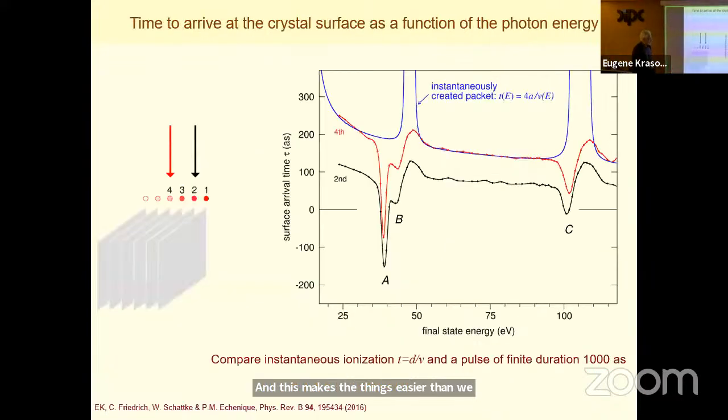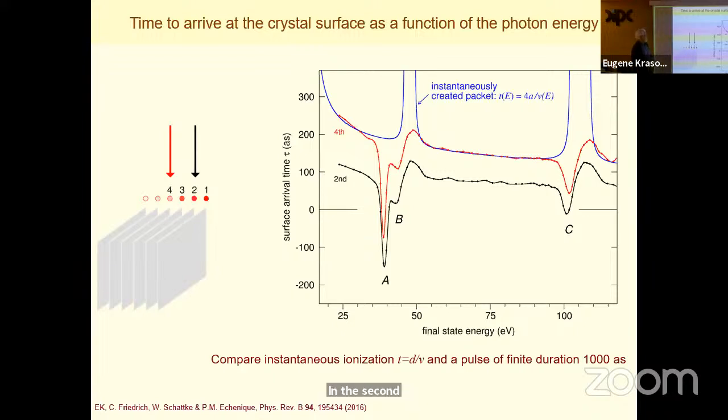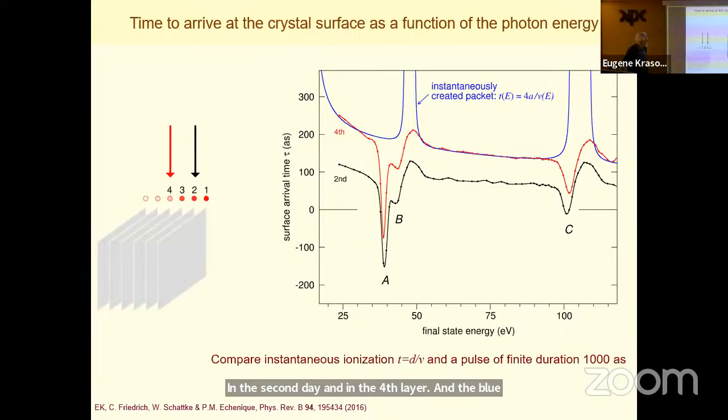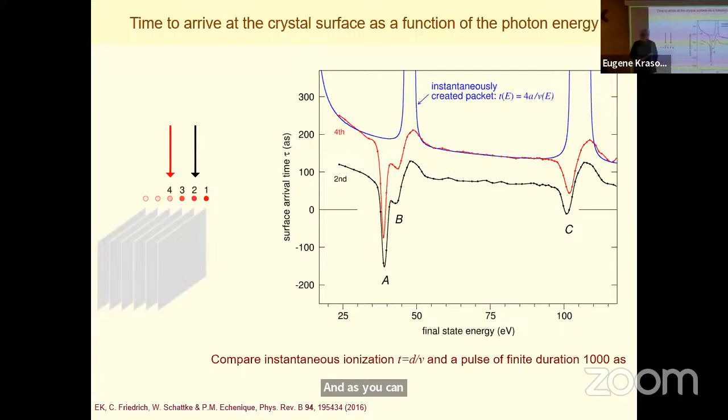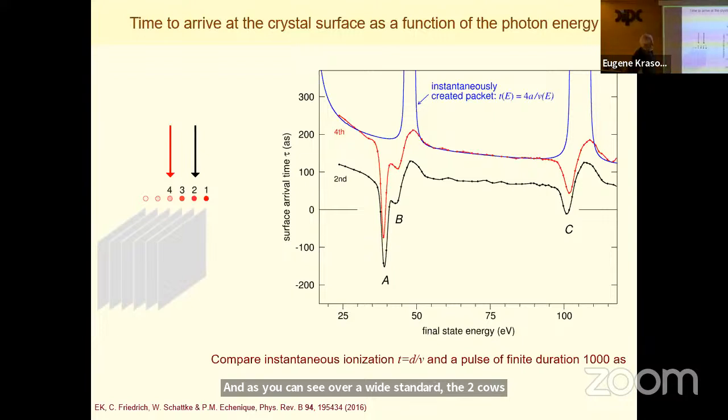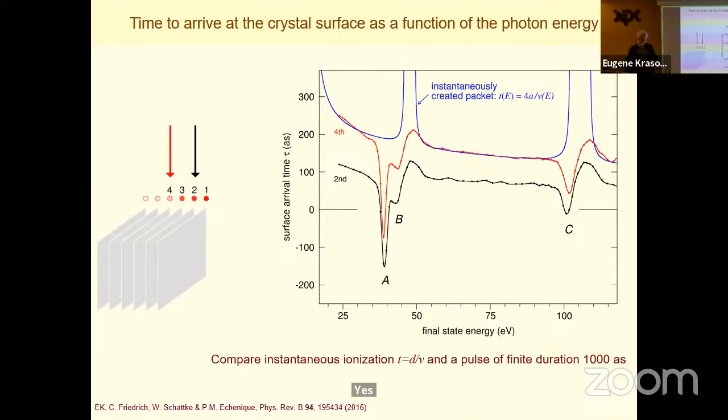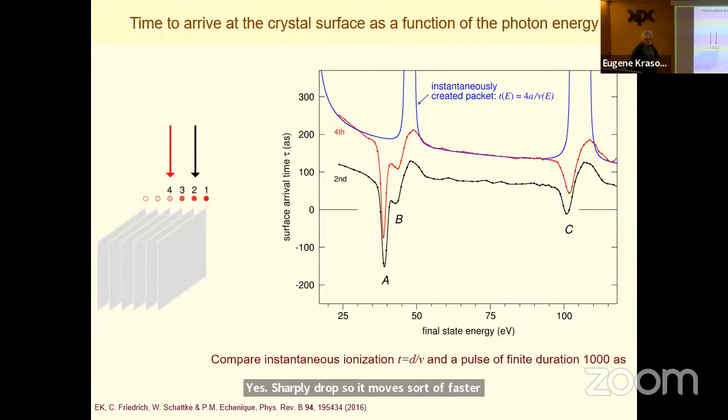Then we solve the time-dependent Schrödinger equation, analyze the spectrograms, and derive the escape time from them. These are the two curves for the electrons originating in the second layer and in the fourth layer. The blue curve is the instantaneously created packet, which is simply the distance to the surface divided by the group velocity. As you can see, over a wide energy region the two curves coincide, which means that basically everything works as in classical physics. So we can speak in terms of velocity, but close to the two gaps, where the velocity is undefined, the escape times sharply drop, so it moves sort of faster. And it strongly deviates from the semi-classical prediction.